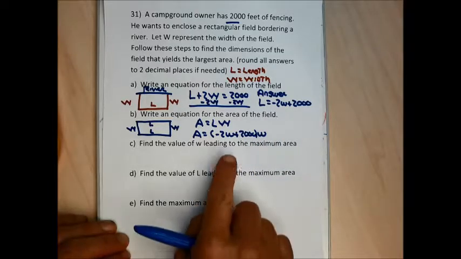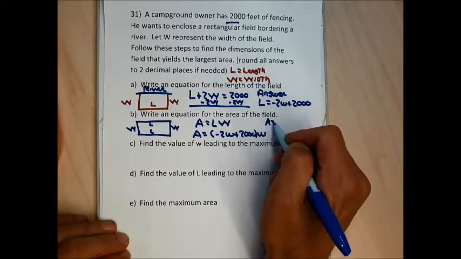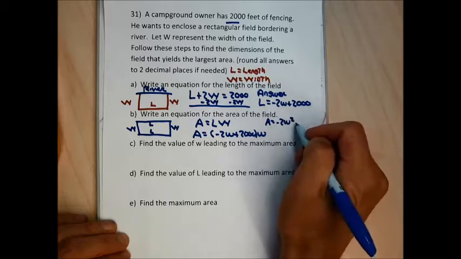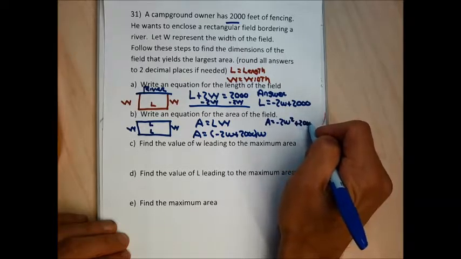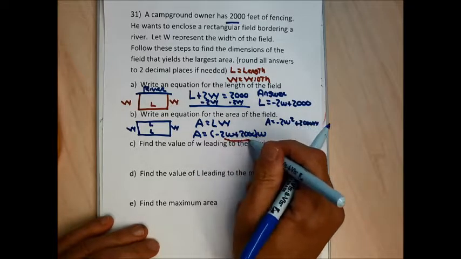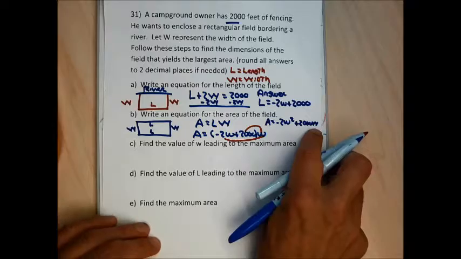And now I'm going to clear the parentheses by going minus 2W times W and get minus 2W squared, and then 2,000 times W, which is plus 2,000W. That's the answer to part A. So I did minus 2W times W, got minus 2W squared. 2,000 times W is plus 2,000W.